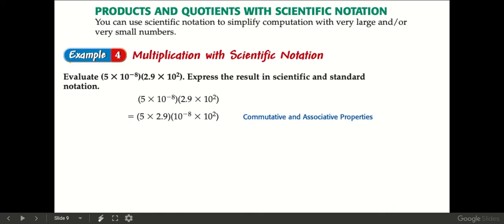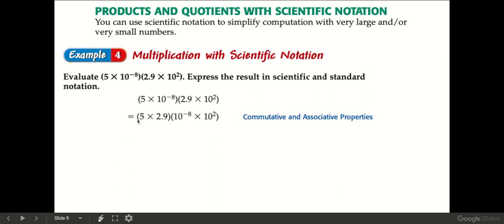I can do this because I can use the commutative and associative property. I can regroup things and do them in different orders because it's multiplication. Multiplication can be done in different orders. 3 times 4, 4 times 3, they mean the same thing. They both equal 12. So this is what allows me to regroup them.